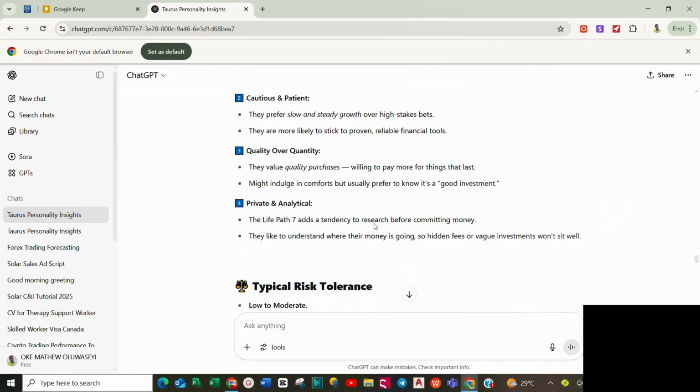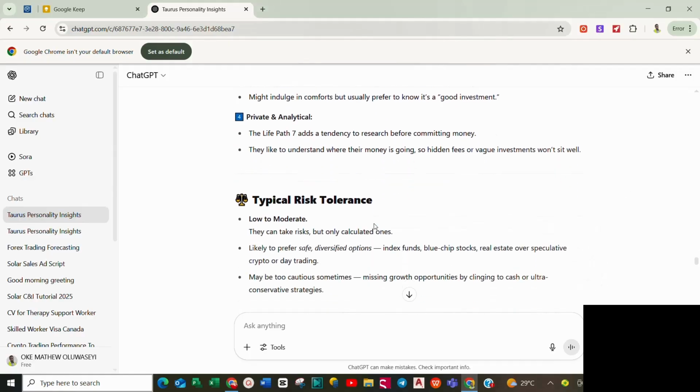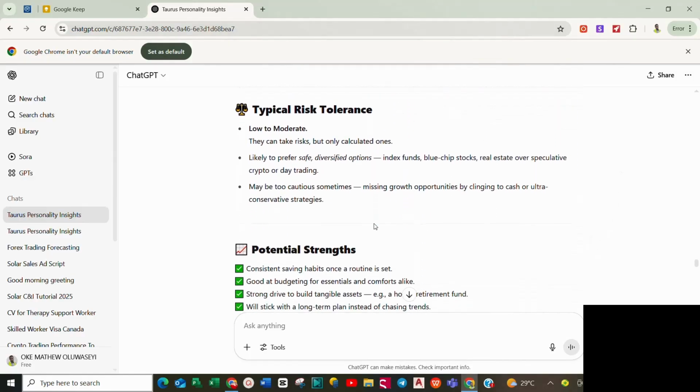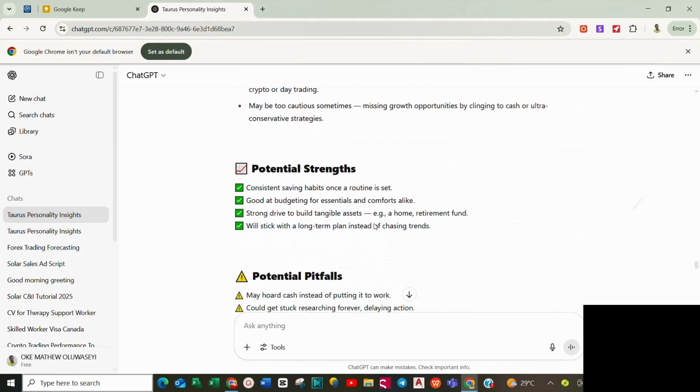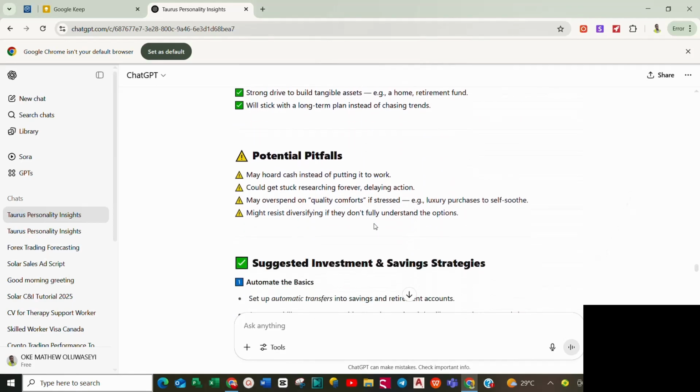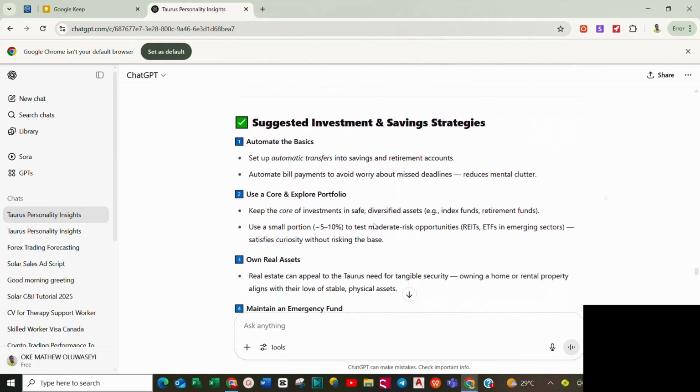They do a lot of research before committing money, and they like to understand where their money is going. So hidden fees or vague investments won't sit well with them. If you bring some bills that you cannot explain, it won't sit well with them. Then typical risk tolerance: low, moderate. Let me explain. Talk about their potential strengths, potential pitfalls, suggested investment and savings.